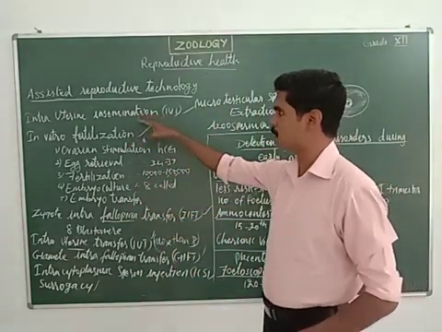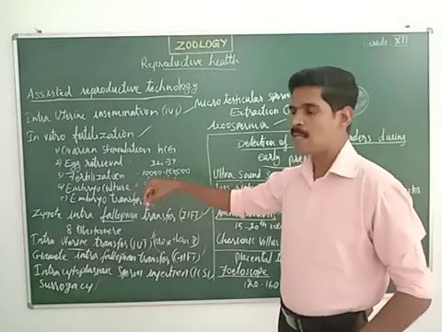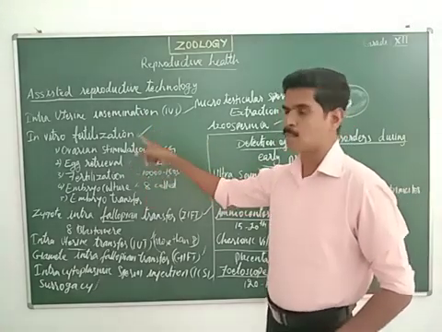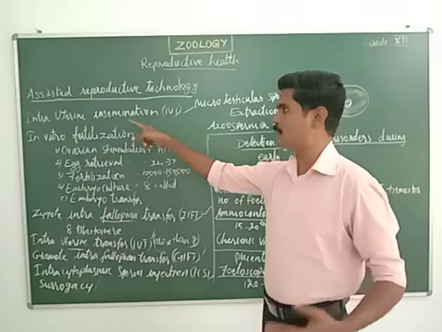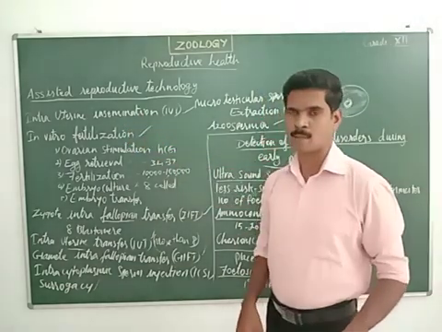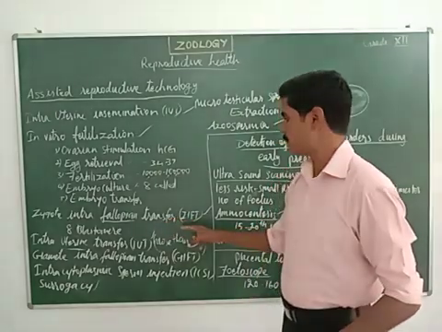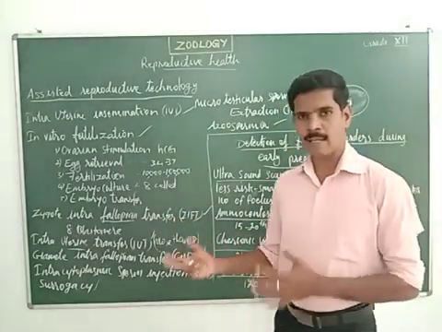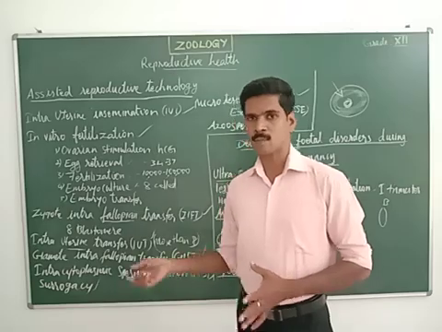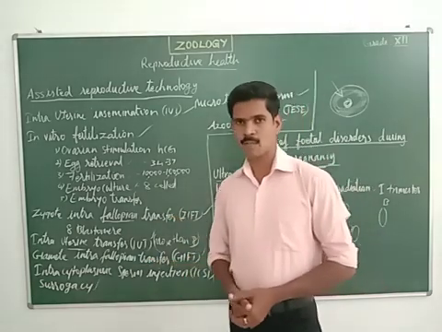All these assisted reproductive techniques may be asked separately as 2-mark questions. Define intrauterine insemination is a 2-mark question. Define in vitro fertilization is a 3-mark question. What is meant by ZIFT? Like that, there are many 2-mark and 3-mark questions, and many 1-mark questions also.